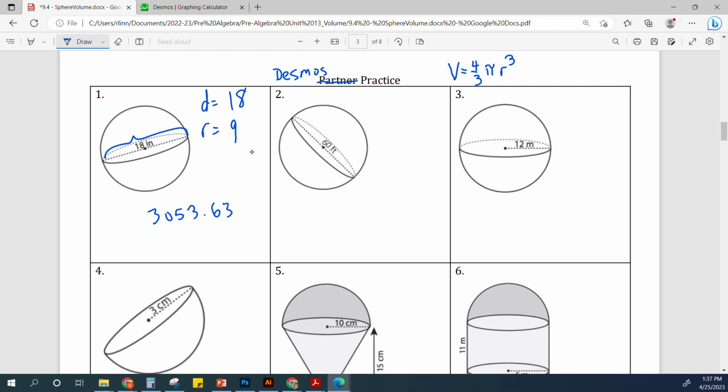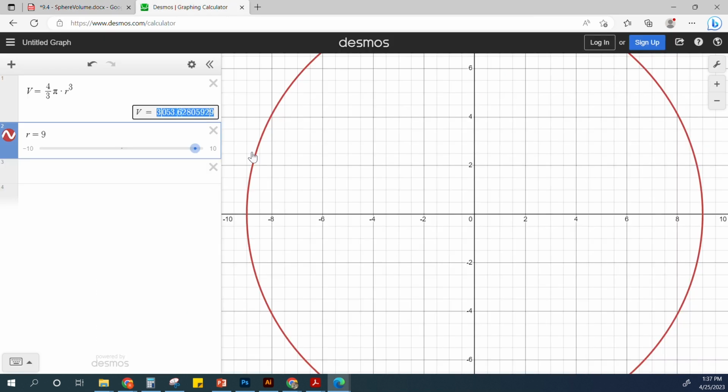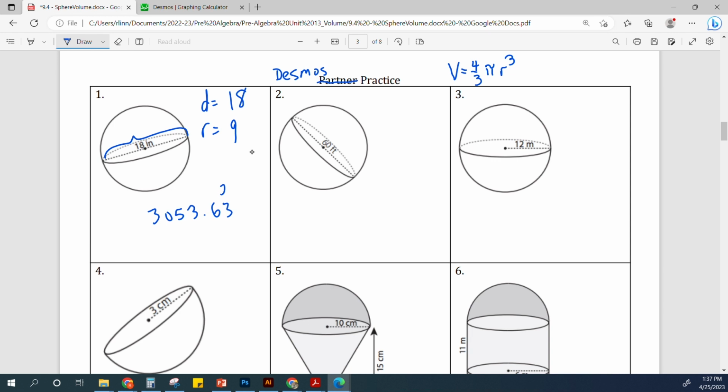We've got 2 decimal places, and since we had a 28, we're going to round that up. So 628 means we're going to round up to 63. So our volume is equal to 3053.63, and our units are inches cubed, because we have inches here.